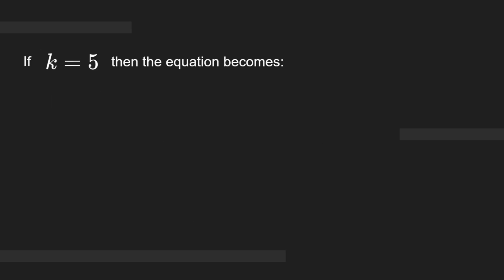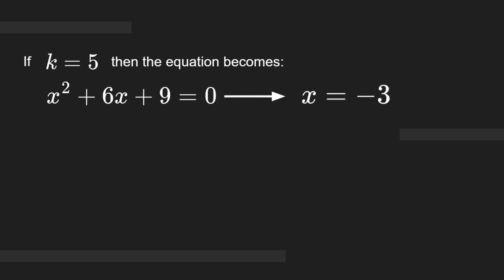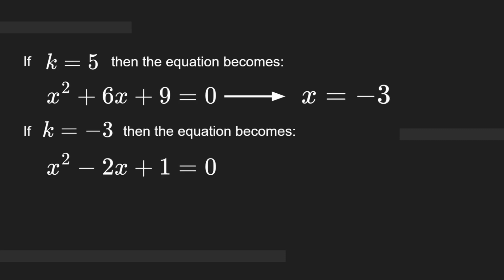If k equals 5, then the equation becomes x squared plus 6x plus 9 equals 0, which easily gives us x equals negative 3. And if k equals negative 3, then the equation becomes x squared minus 2x plus 1 equals 0, which gives us x equals 1. You can verify the solutions yourself if you want.